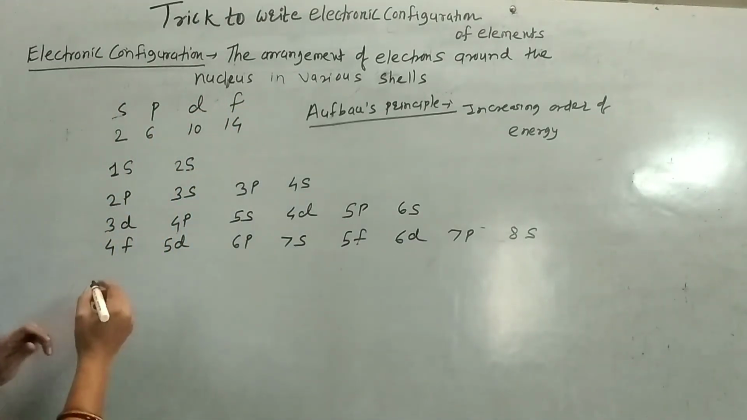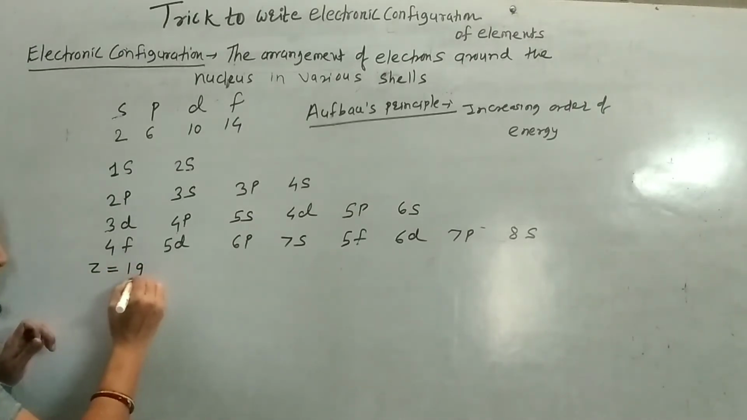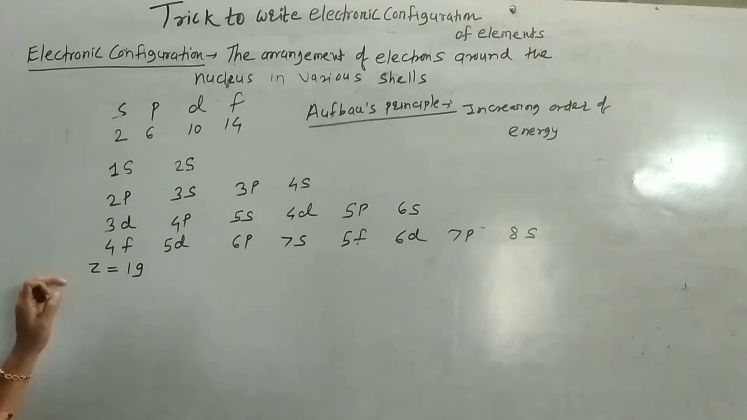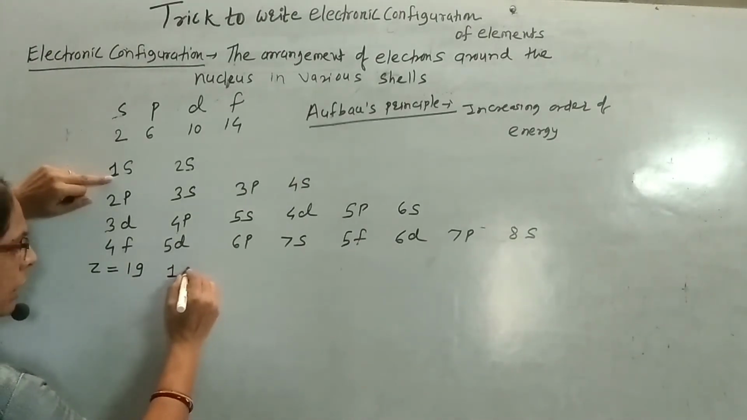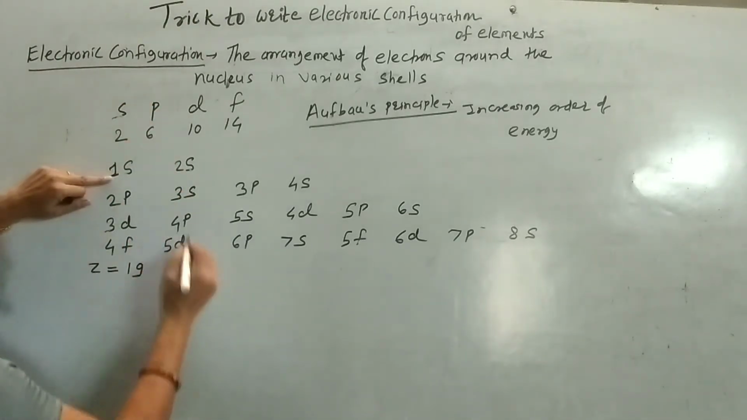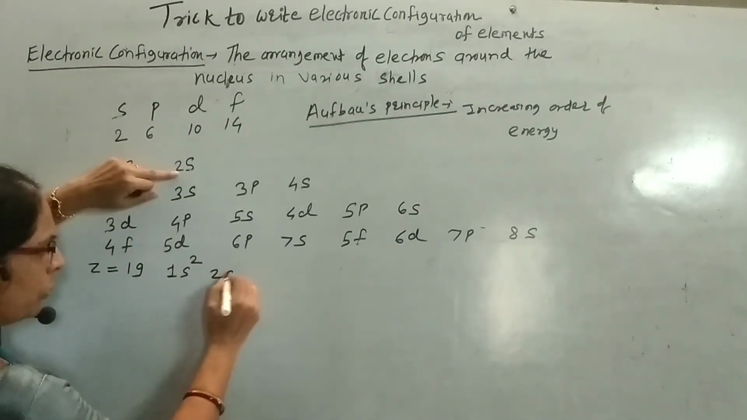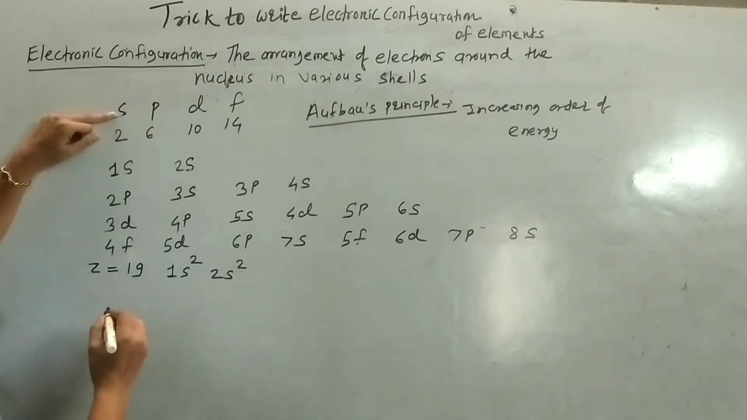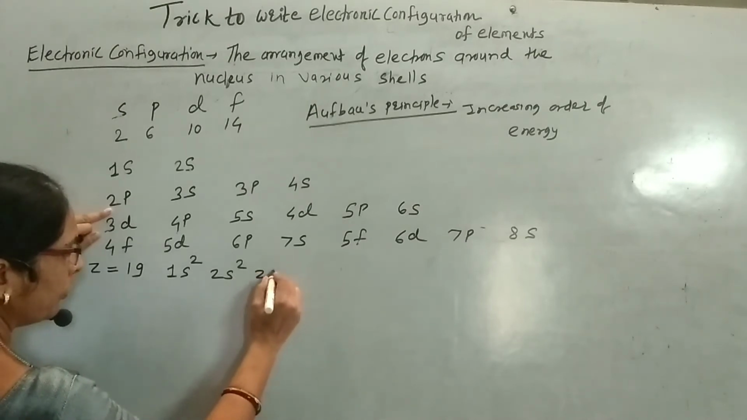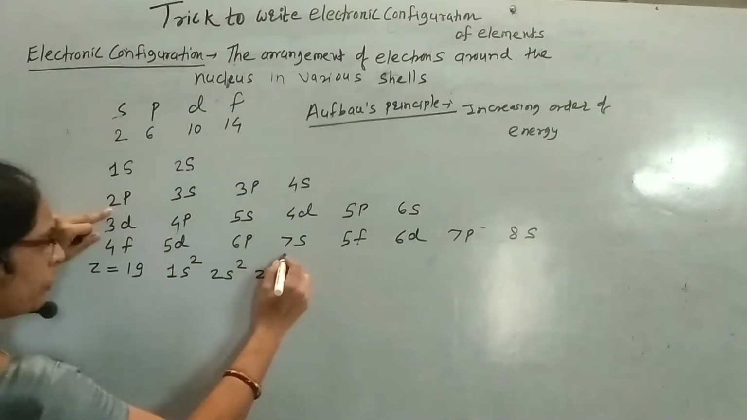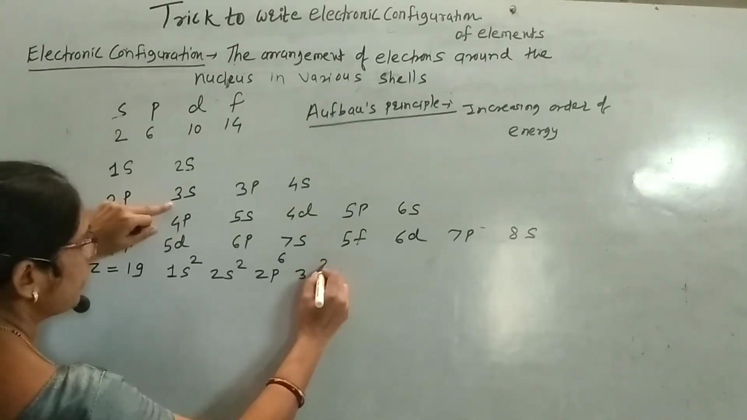Now suppose I have to give an element whose atomic number is 19, and I have to write the electronic configuration. So how do you fill it up? First write 1s. We know that s has a maximum capacity of 2 electrons. Then 2s, which also has a maximum capacity of 2 electrons. Then after 1s, 2s, we go for 2p. P has a maximum capacity of 6. Then 3s. S has a maximum capacity of 2.